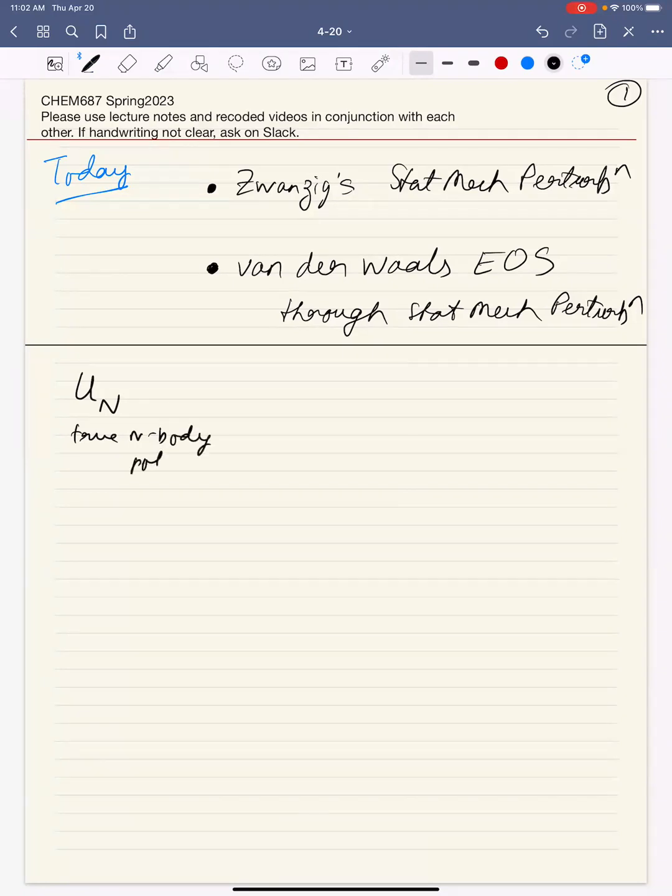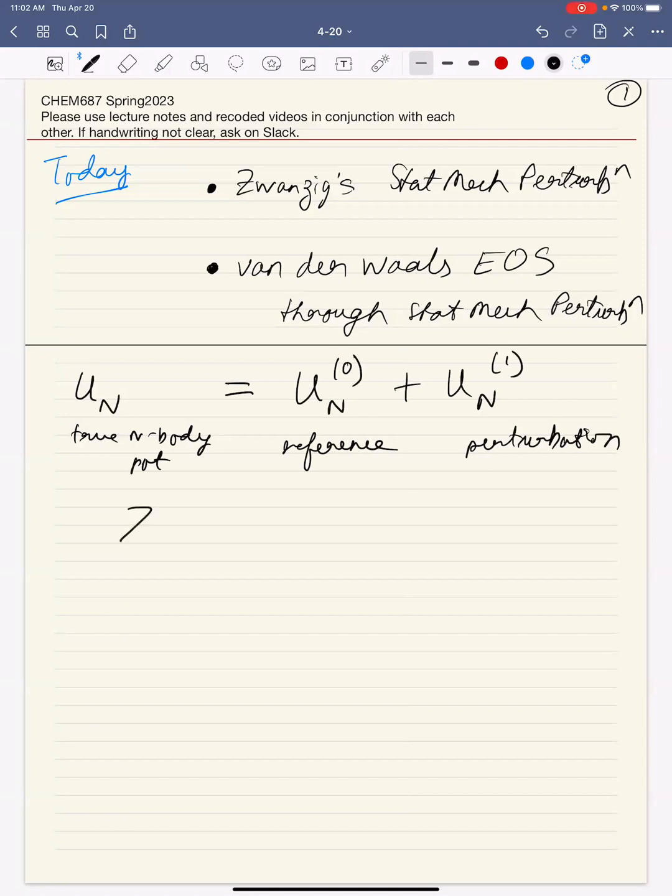n-body potential. And if you write it as a sum of a reference potential, which we denote UN0, plus some other potential. Normally, we are going to think about this other potential as being a perturbation, but it doesn't have to be. The expression that we derived last time said that the partition function for the true n-body potential is going to be related to the partition function of the reference system with the following quantity.